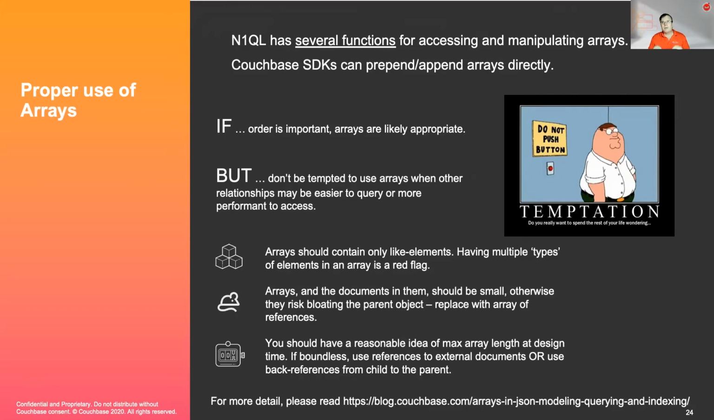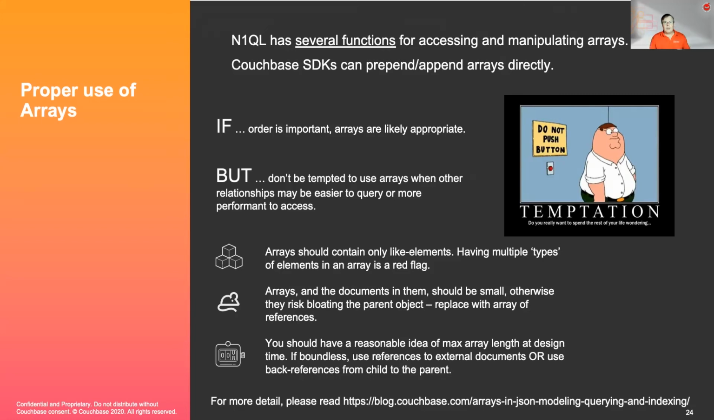Arrays and the documents inside them should be small. If you have more than 10 items or so in an array, start to ask questions of yourself. Not that that's a system limit or a best practice, just a point where I want you to start thinking about alternatives. If the documents in the arrays are not small, replace them with references to distinct documents and then use the key value API to fetch them as needed.